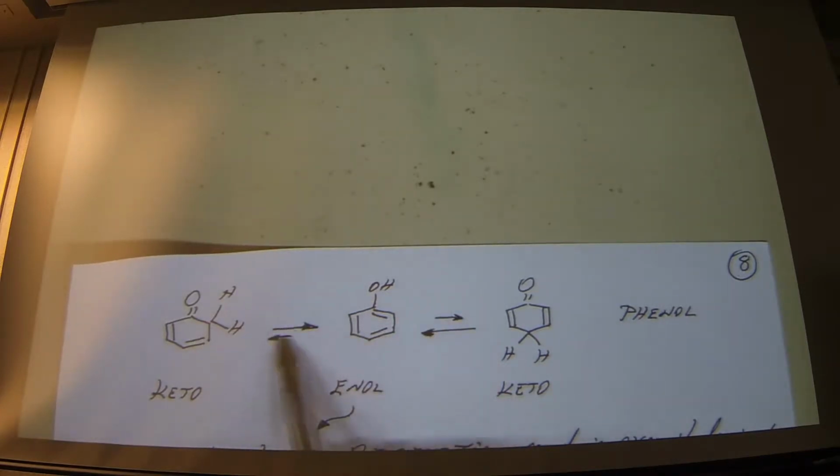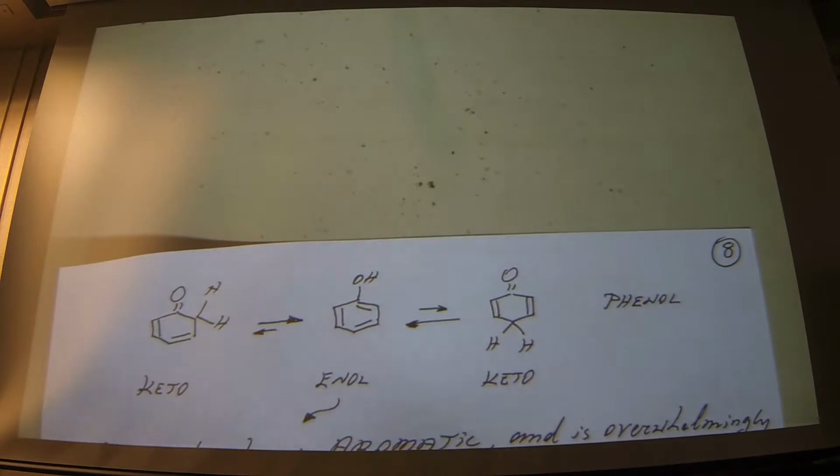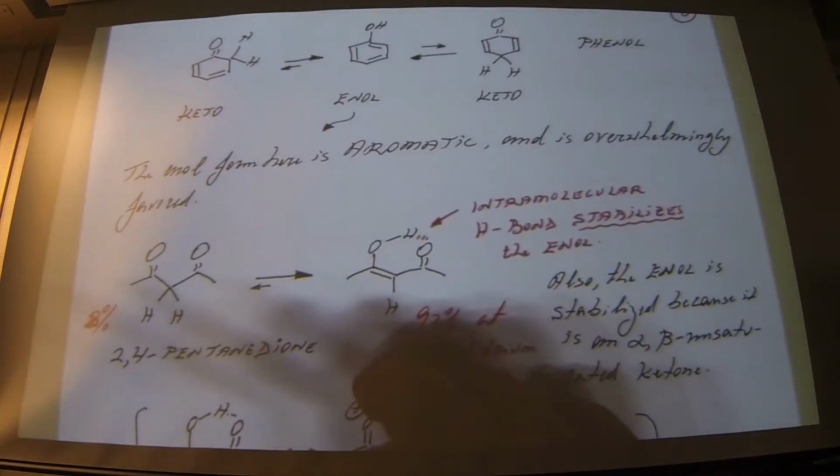I've shown this equilibrium, but it's all this. None of it is that. And so the enol is aromatic. This is a stable enol. Okay, there's one. Now, that's not the only one.